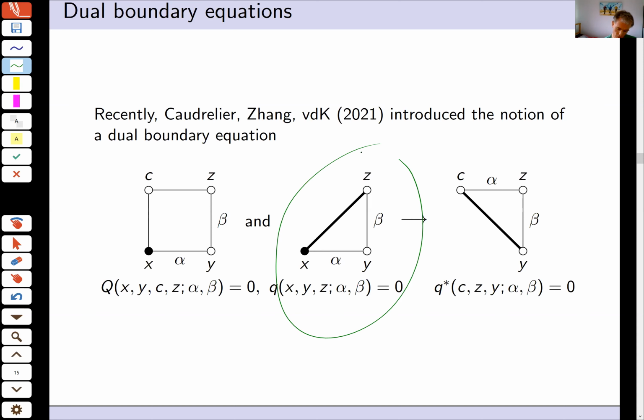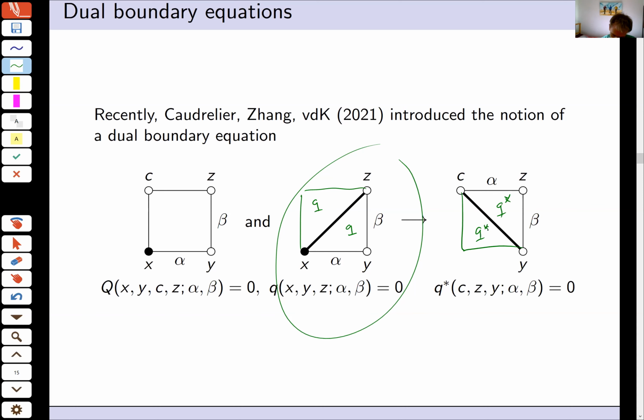And the thing is that if you combine a boundary equation and the equation on the quad, you can eliminate one of the variables and you get a new relation. And if that relation has the same properties as the relation you started with, then we call that a dual equation. And if we have such a dual equation, then in fact we have the same equations on the other half of the square. So if q is here, we have q here as well, and if q star is here, we have q star here as well.